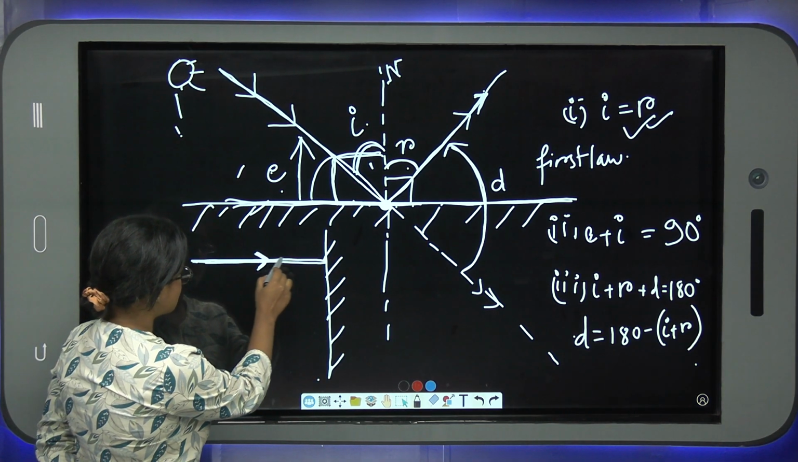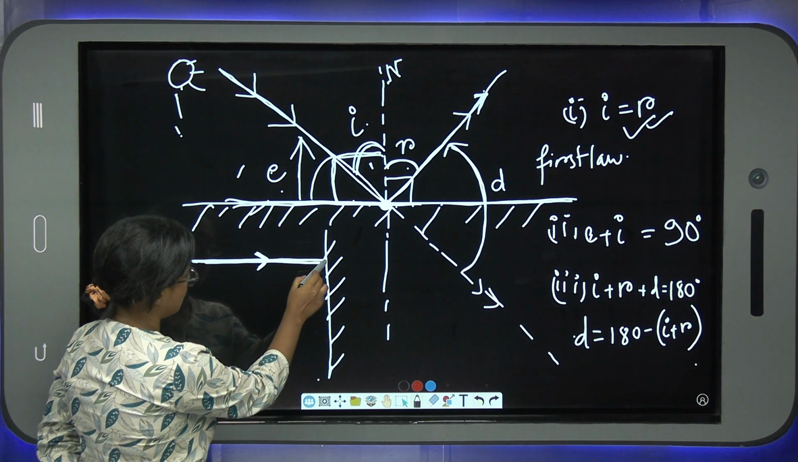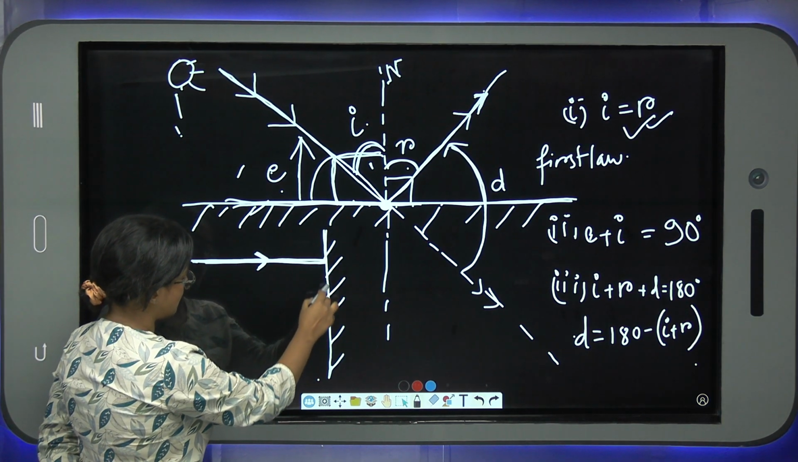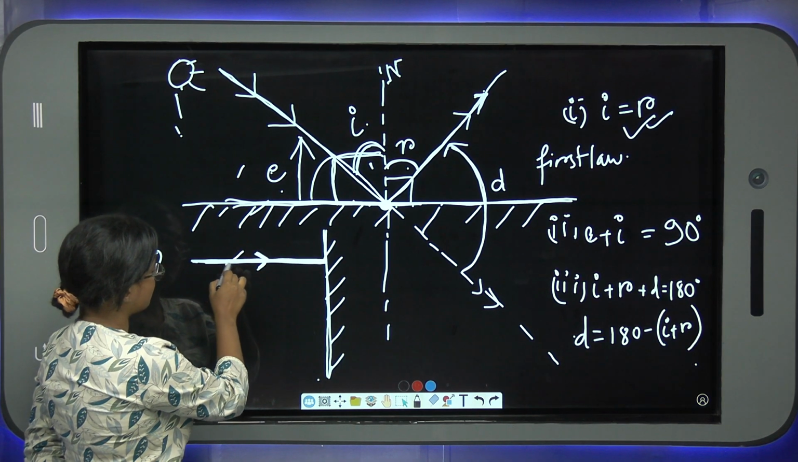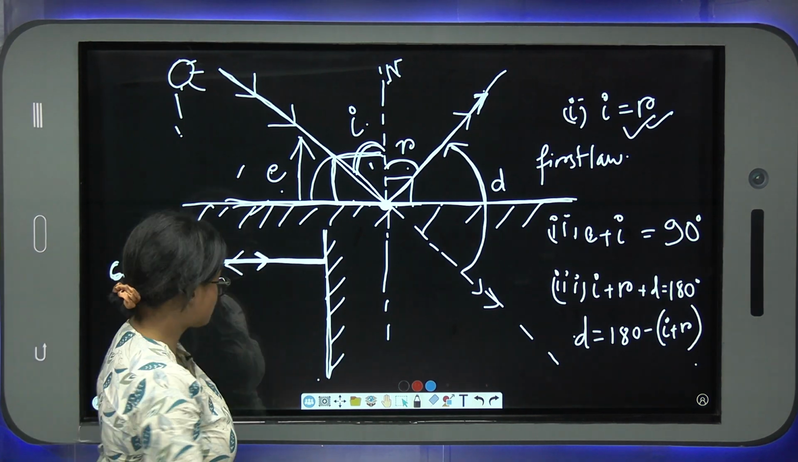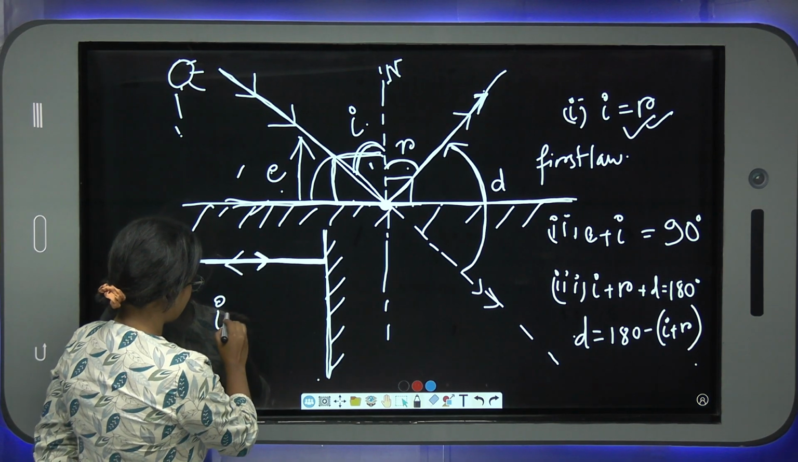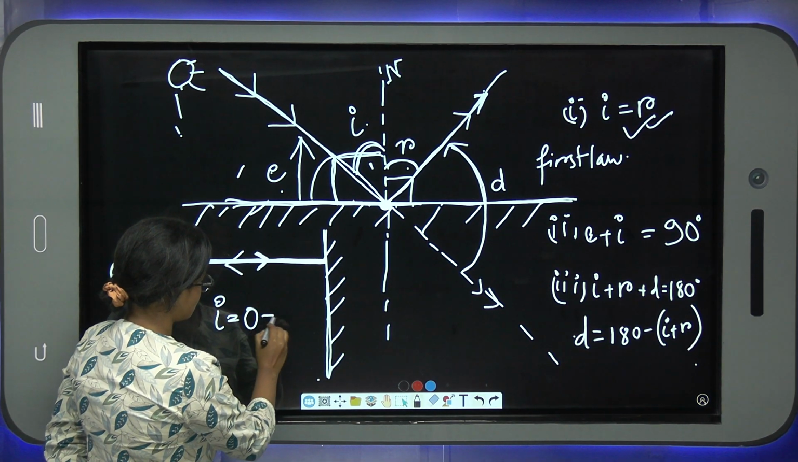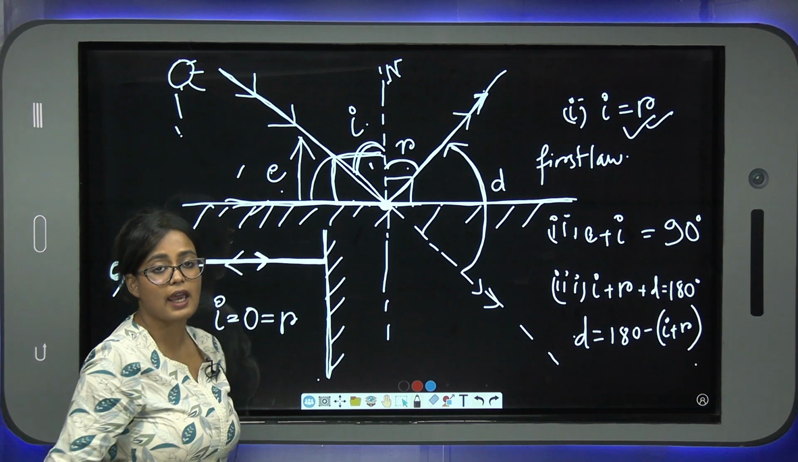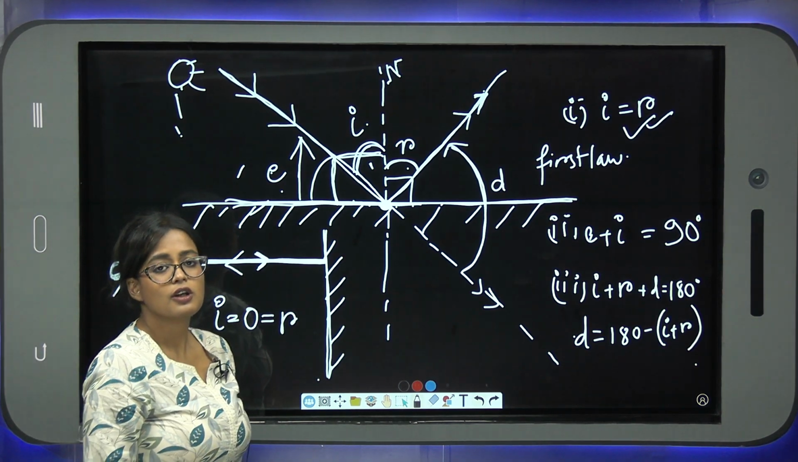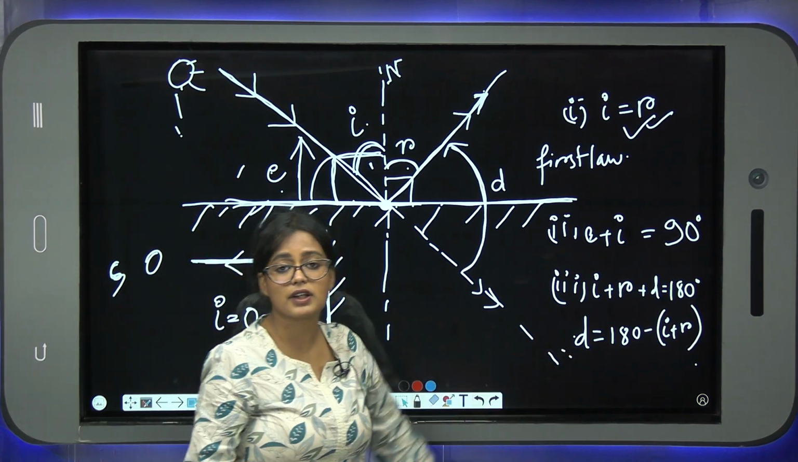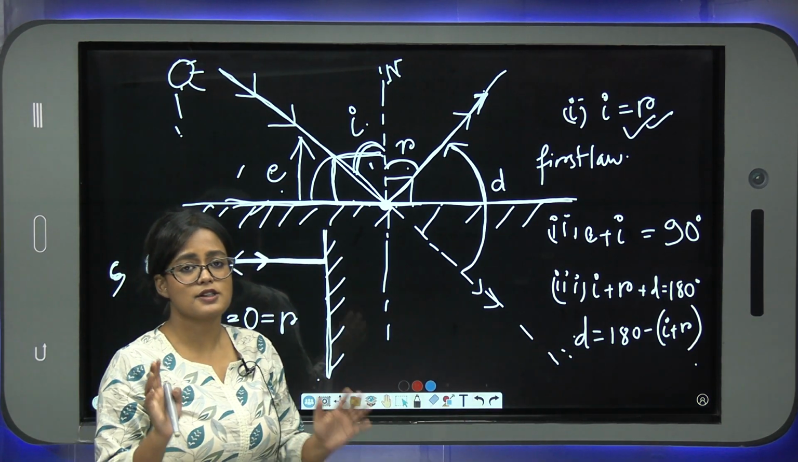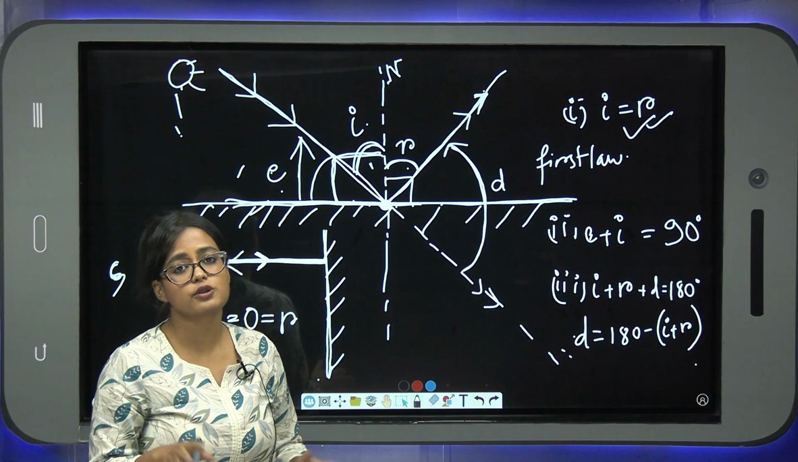Whenever light travels in a straight line, perpendicular at 90 degrees to the surface, the light is reflected straight back through the same path. So, our incident angle is 0, so is our reflected angle or angle of reflection. So, can you tell me what will happen to the angle of deviation? You might assume that angle of deviation would also be 0.